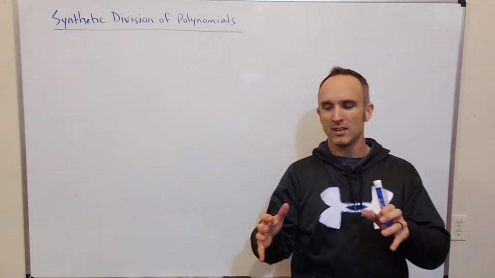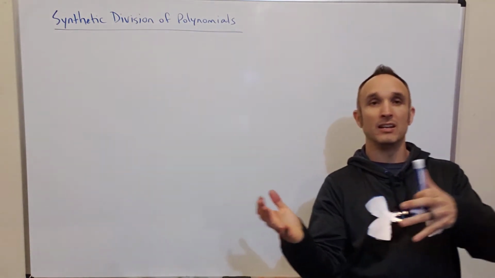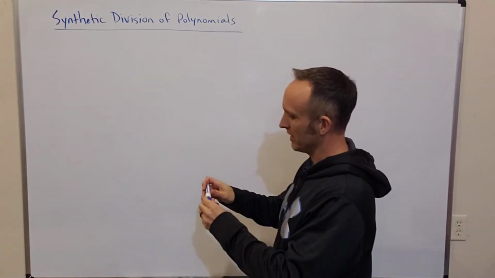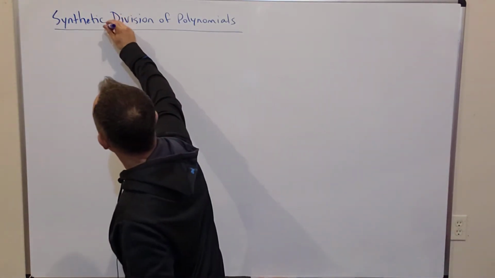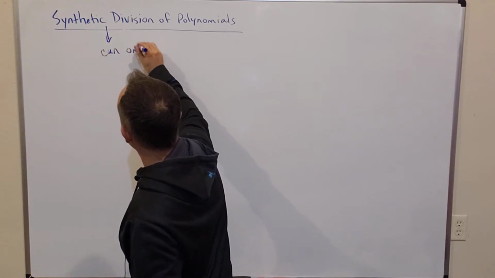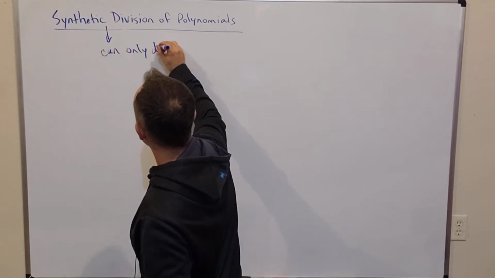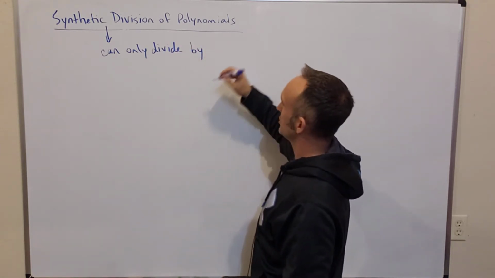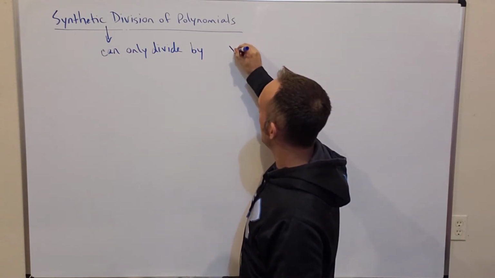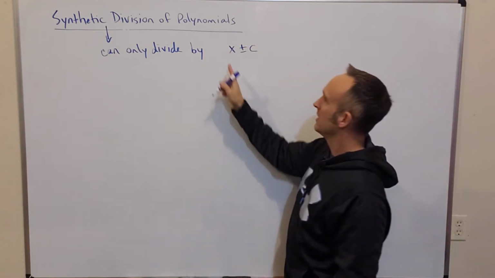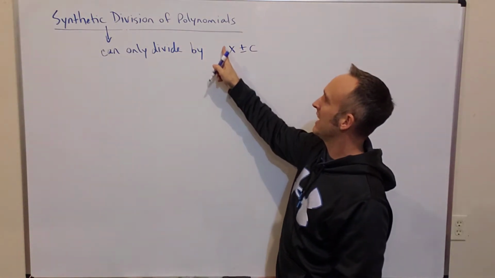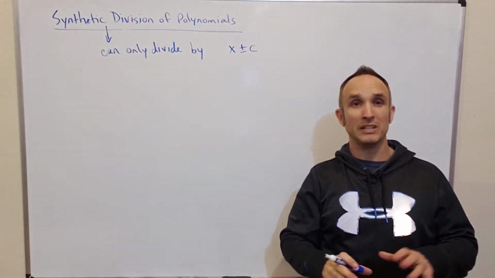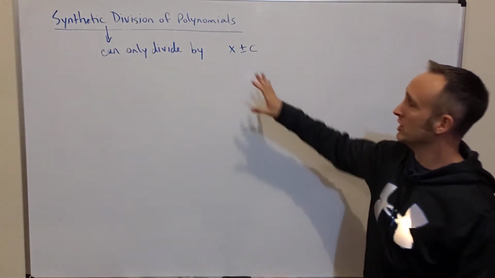But when you trade in something for a simpler technique, oftentimes that simpler technique is limited, and that's precisely what happens with synthetic division. With synthetic division, you can only divide by certain types of divisors. And so those divisors have to look like this. They have to be x plus or minus a constant. And so it has to be x to the first, and it has to have a coefficient of 1 in front of the x. In any other case, you'll need to use long division instead. So it's very limited in what it can do.